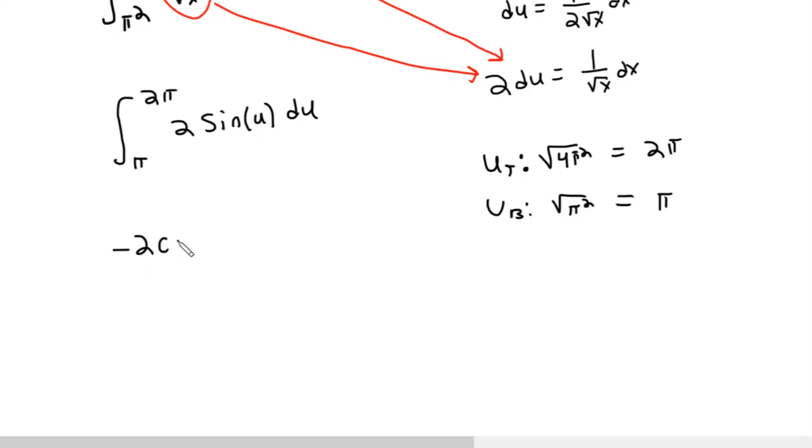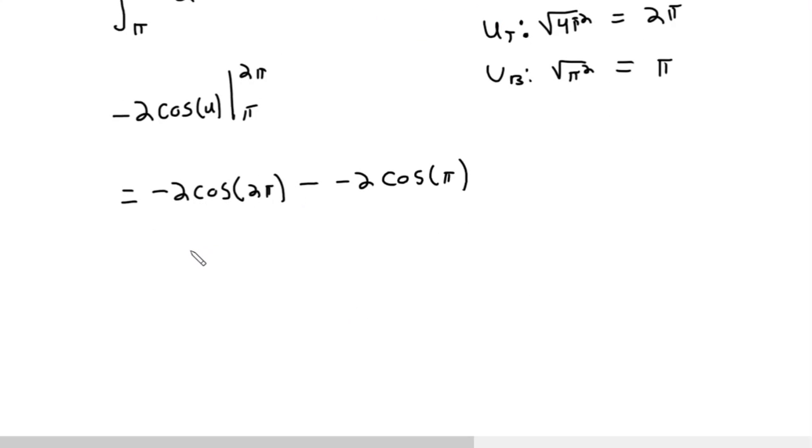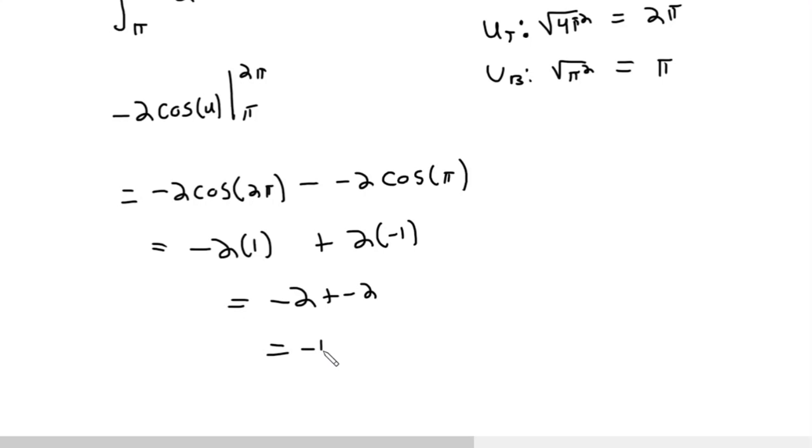Negative 2 cos u, from pi to 2 pi, and I'm going to get negative 2 cosine 2 pi minus a negative 2 cosine of pi. So negative 2 cosine 2 pi, well, that's just simply negative 2 times 1, plus, these two negatives will become a plus, so plus 2 times negative 1. And I'm going to get negative 2 plus negative 2. And that's just going to give me a negative 4 as my answer.